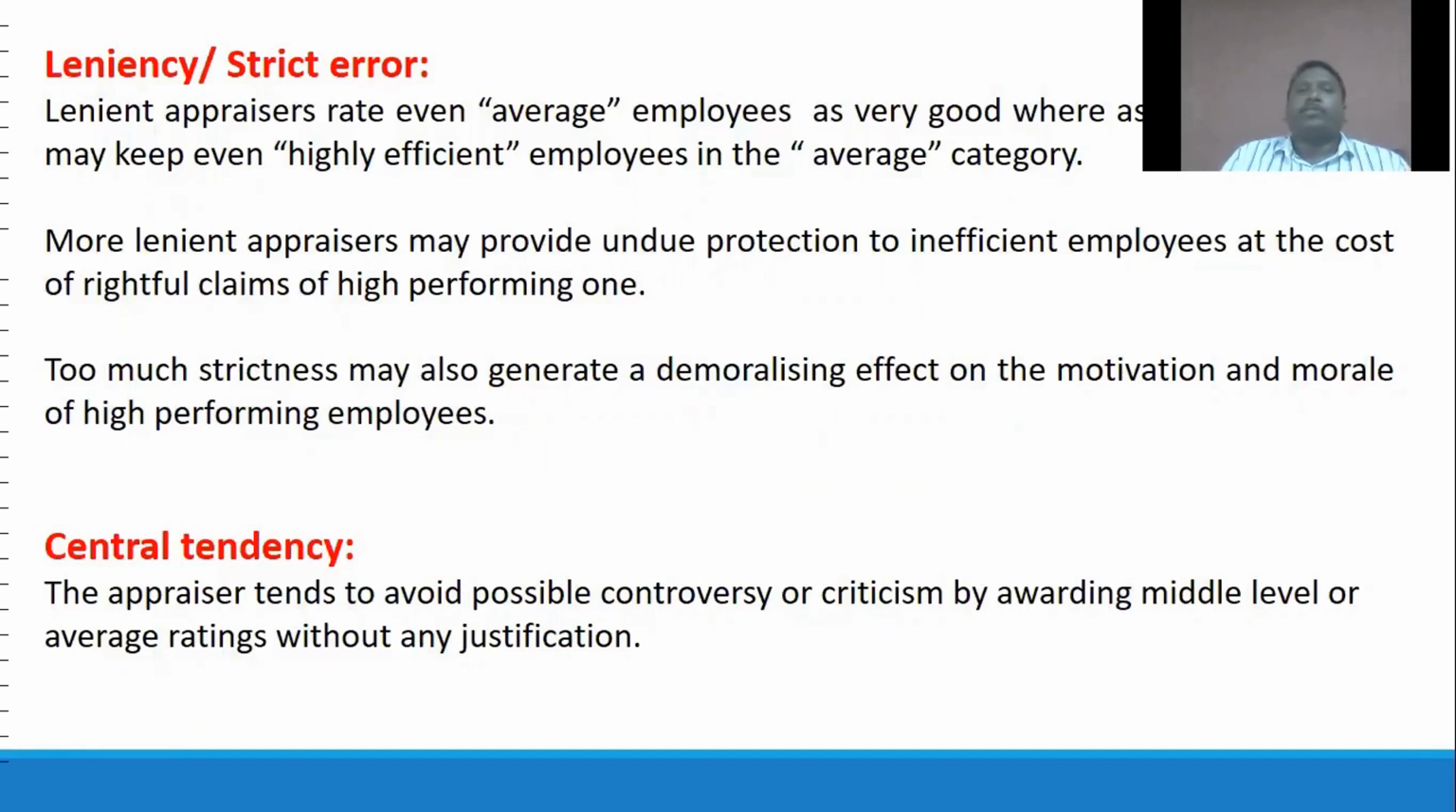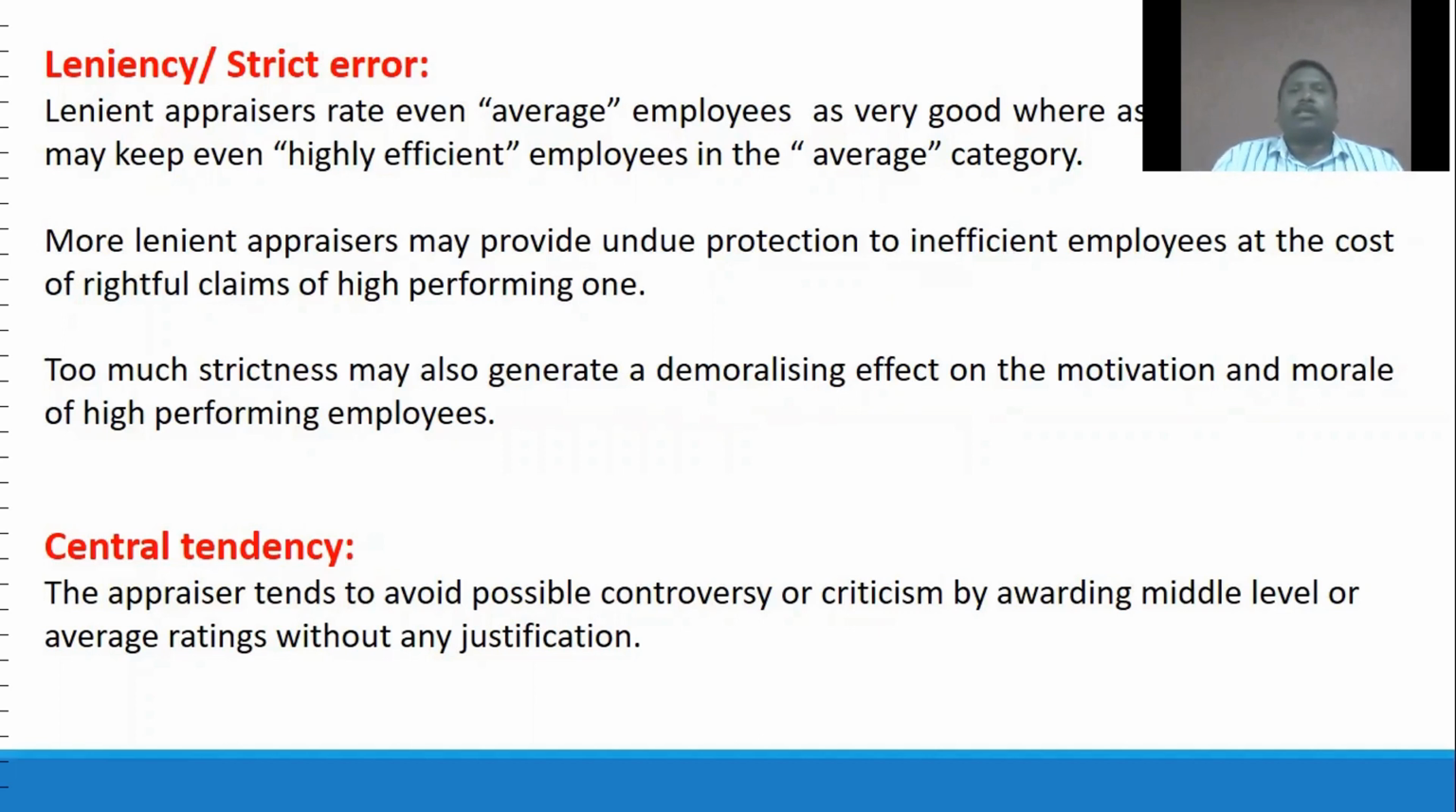First one, leniency and strict error. Lenient appraisers rate an average performer as a very good performer, whereas with strict error, even highly efficient employees will be rated as average employees. So lenient raters will try to give high ratings though the employee's performance is poor. Strict raters will try to give low ratings though efficient employees delivered well. More lenient appraisers may provide undue protection to the inefficient employees at the cost of rightful claims of high performers. Too much strictness may also have a demoralizing effect on the motivation and morale of high performing employees. So, both leniency and strict error should be avoided.